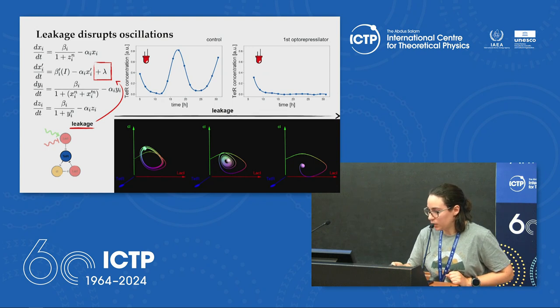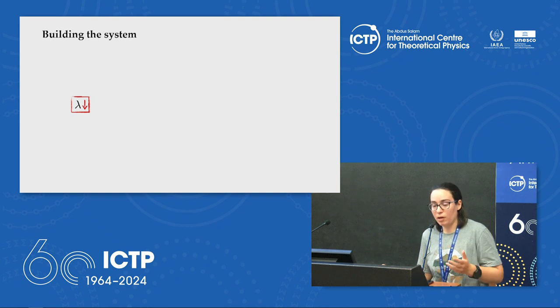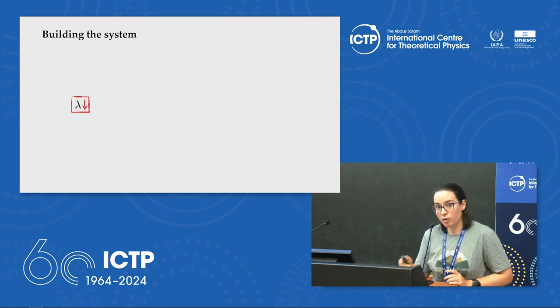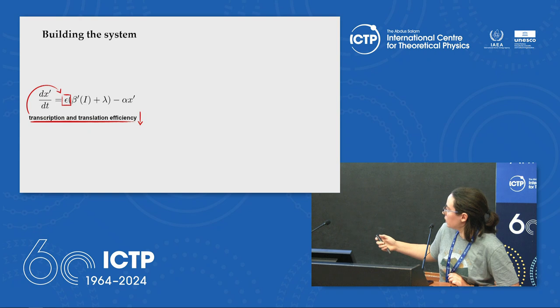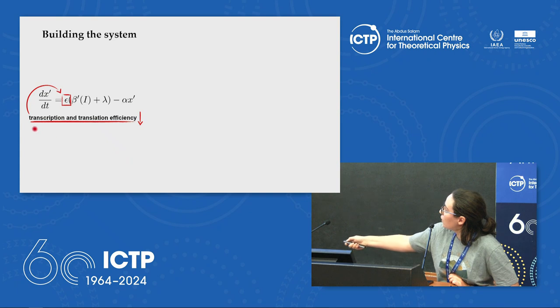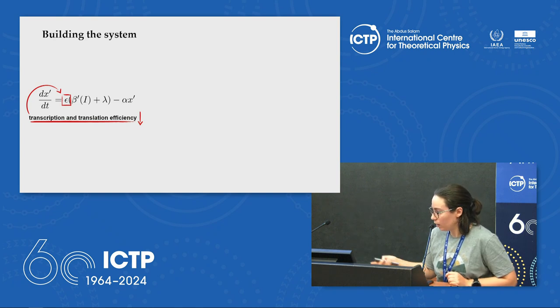Now, the obvious thing to do here is to decrease lambda. It's not obvious how to do that from the molecular perspective, so we kind of worked around this. We can rewrite our equation like this. What we have basically done is decrease the whole transcription and translation efficiency of the gene. I'm not going to go into detail on this. If you want, we can discuss later.